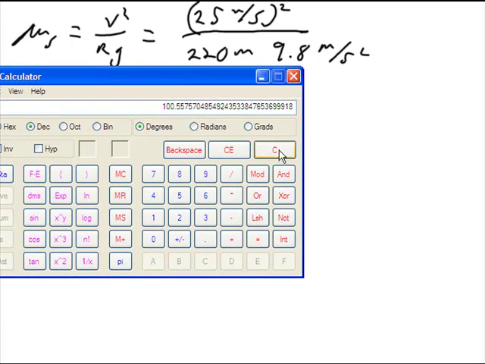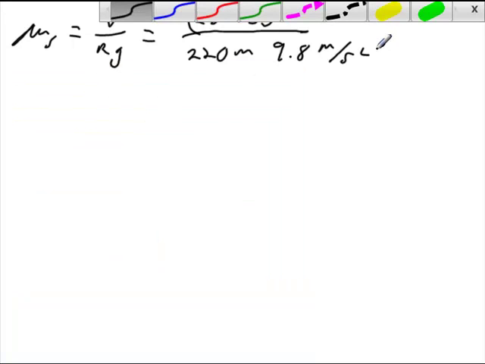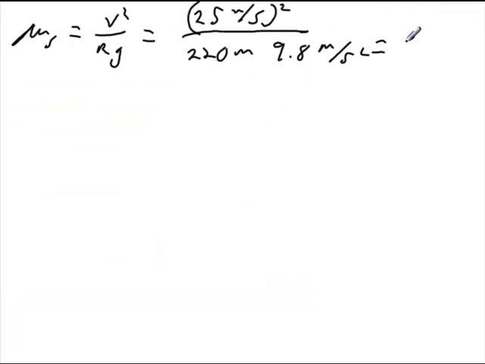Bringing up our calculator again, I have 25 squared divided by 220 and divide that by 9.8. Aha! I need at least 0.289888. Okay, so that really is at least 0.290.